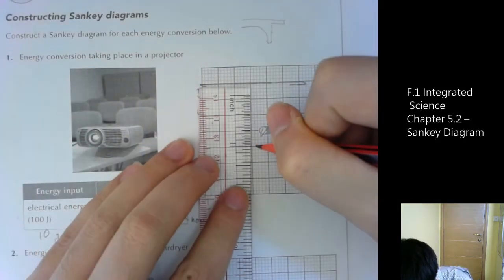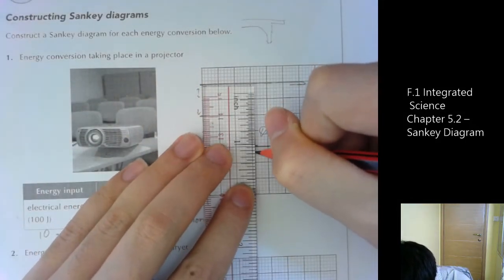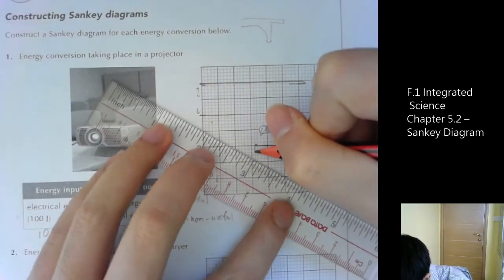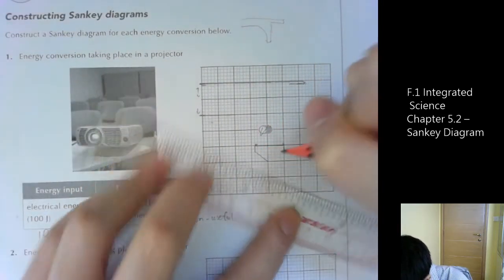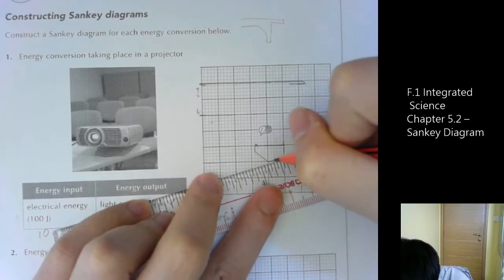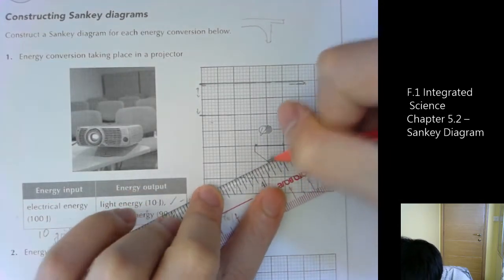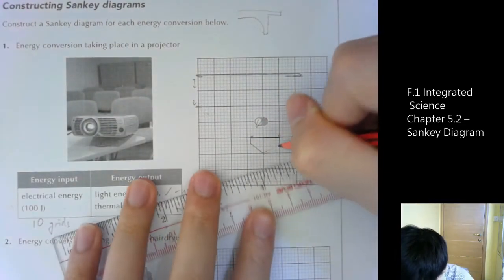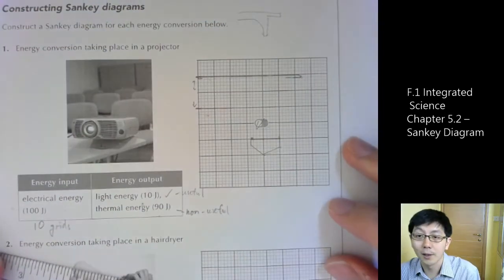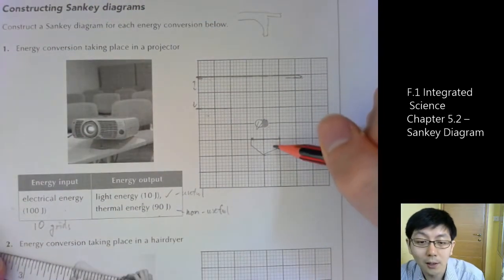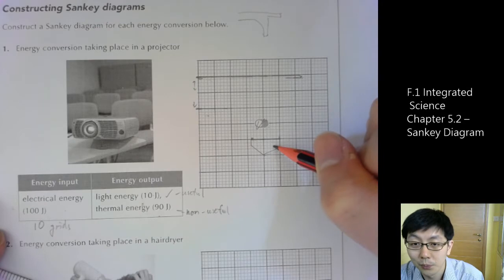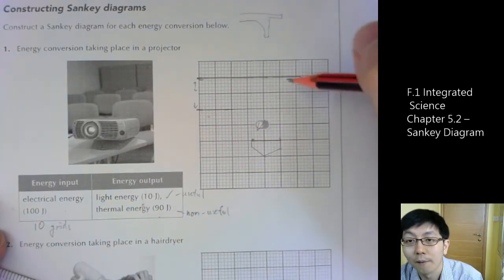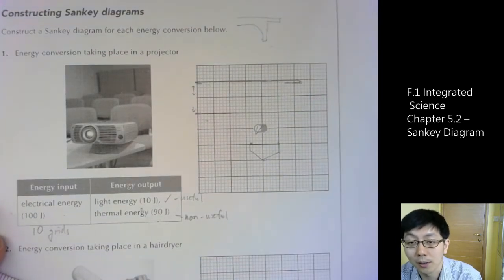So I do the following trick to make it look better. I put the arrows here. Alright, this indicates the thermal energy being lost. Now the last thing is we connect the arrows together and give the Sankey diagram like this.